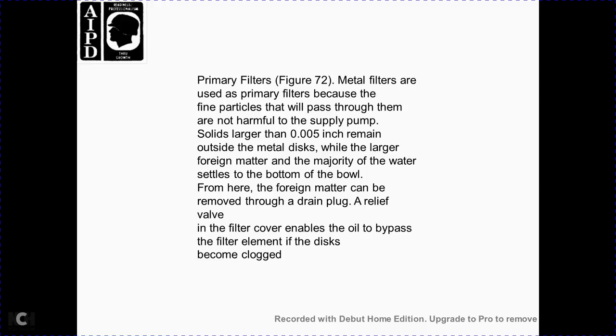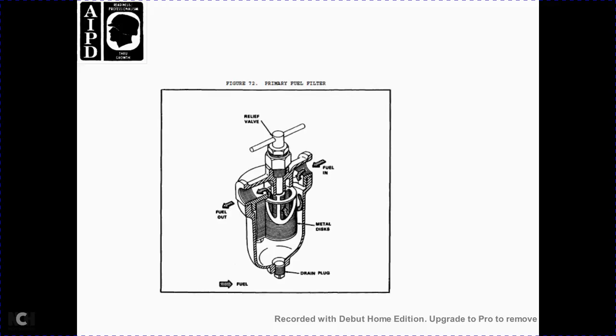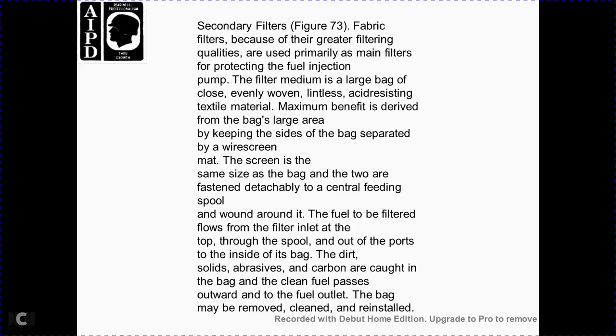Metal filters are used as primary filters because the fine particles that pass through them are not harmful to the supply pump. Solids larger than five thousandths of an inch remain outside the metal disc. Larger foreign matter and water settle to the bottom of the bowl. From here, the foreign matter can be removed with the drain plug. A relief valve in the filter cover enables the oil to bypass the filter element if the disc becomes clogged. Figure 72 shows the primary fuel filter, the relief valve, the fuel outlet, the metal disc, and the drain plug.